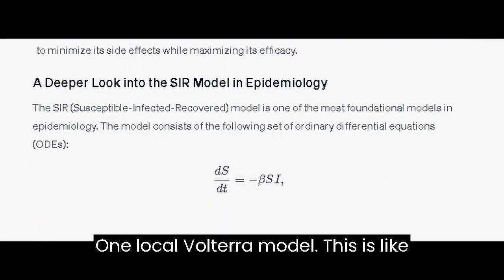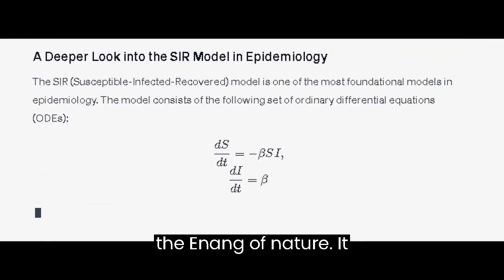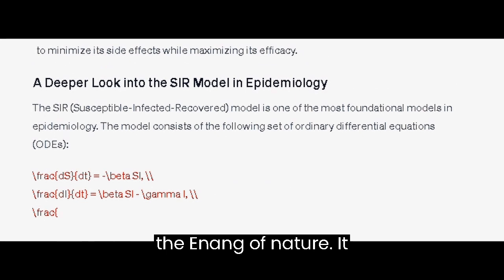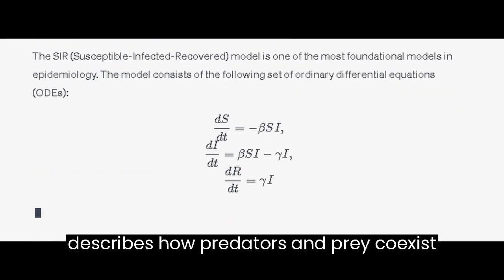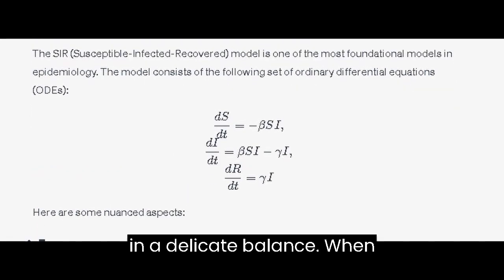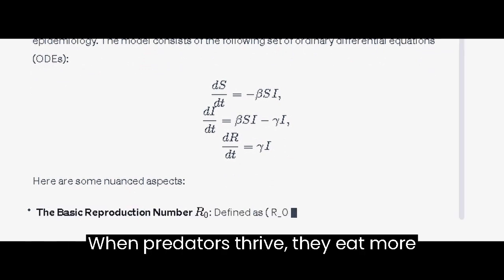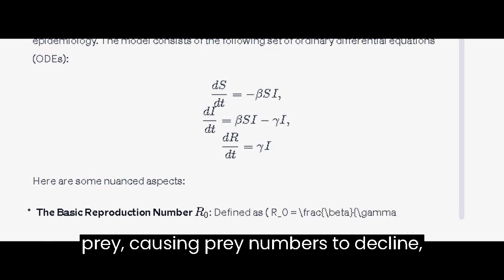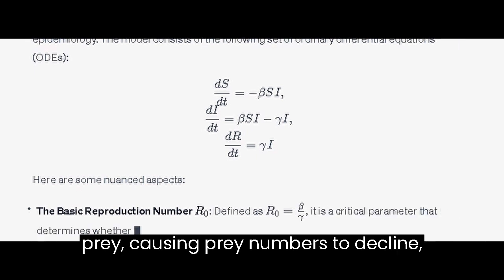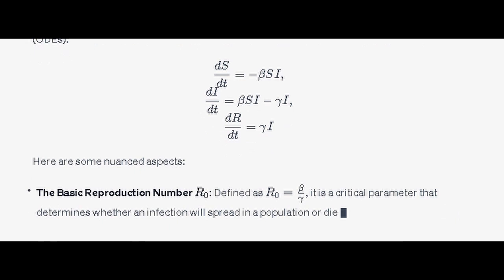The masterpieces, informative examples. 1. Lotka-Volterra model. This is like the yin-yang of nature. It describes how predators and prey coexist in a delicate balance. When prey numbers go up, predators thrive. When predators thrive, they eat more prey, causing prey numbers to decline, which then impacts the predators.